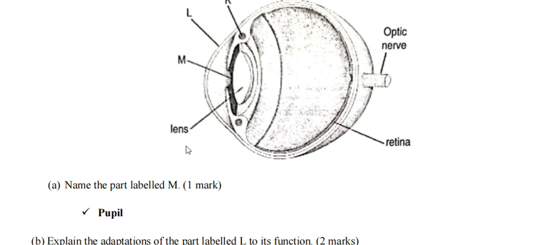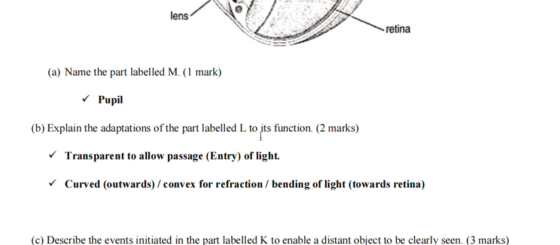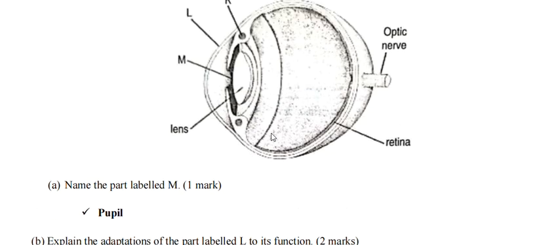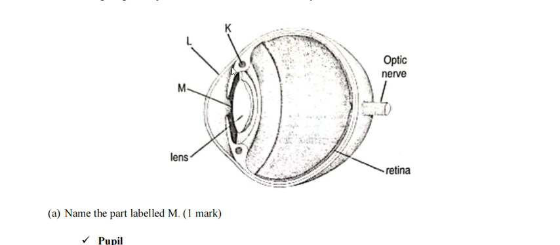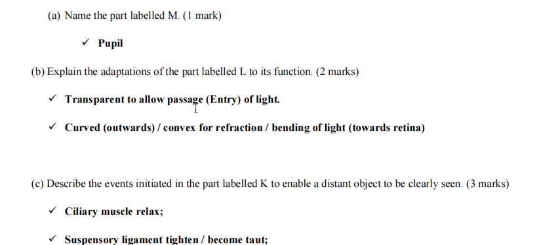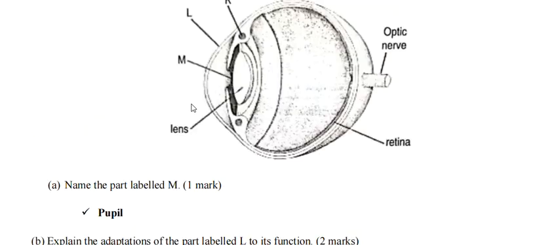Then explain the adaptations of the part labeled L to its function. Let's look at the part labeled L. The part labeled L is this one, that is the cornea. The first adaptation, it is transparent to allow passage or entry of light. Then it is curved outwards, or it is convex, for refraction or bending of light towards the retina. As you can look, it is curved for refraction of light towards the retina.